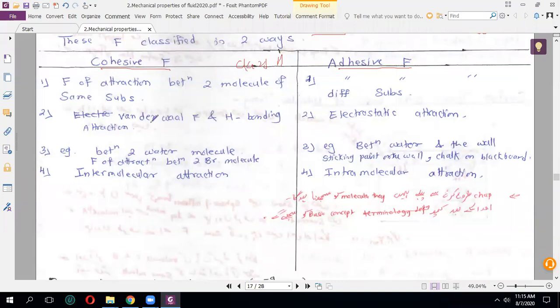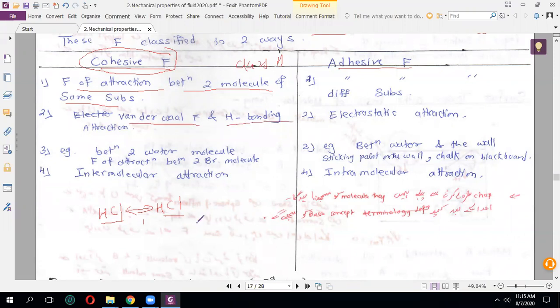Now what is cohesive force? Suppose I have an HCl molecule and a second molecule is also HCl, and both attract each other. This type of attraction is called cohesive force. So I hope you understand. Cohesive force is the force of attraction between two same molecules. Understood? These two molecules are the same, so this type of attraction is called cohesive force. This attraction is either very weak, in which case it is represented by van der Waals force, or it is very strong.